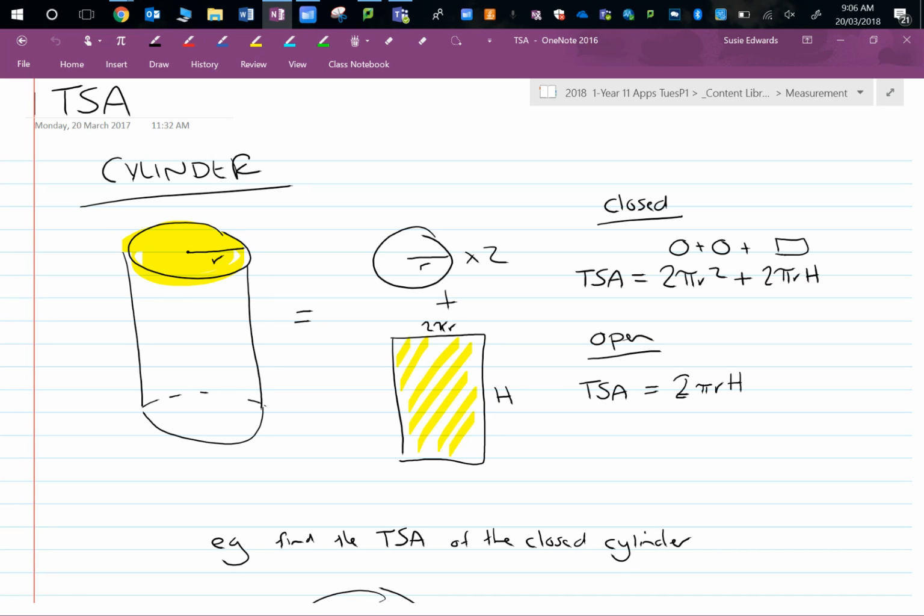Which one? 2 pi r, because it's the circumference. If you're having trouble with understanding that, please let me know.